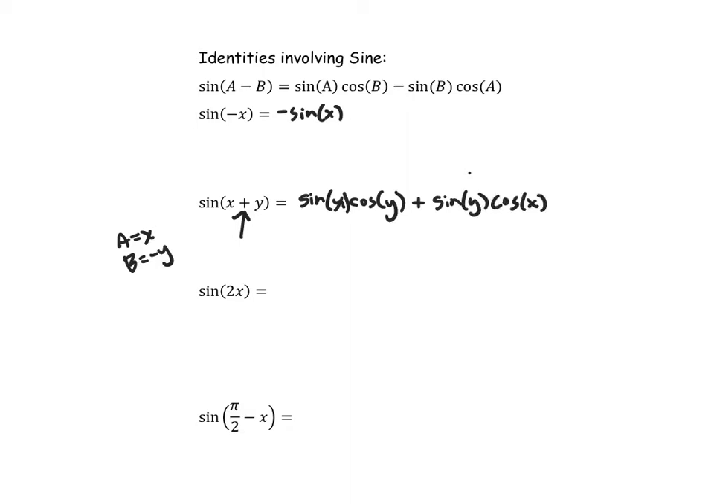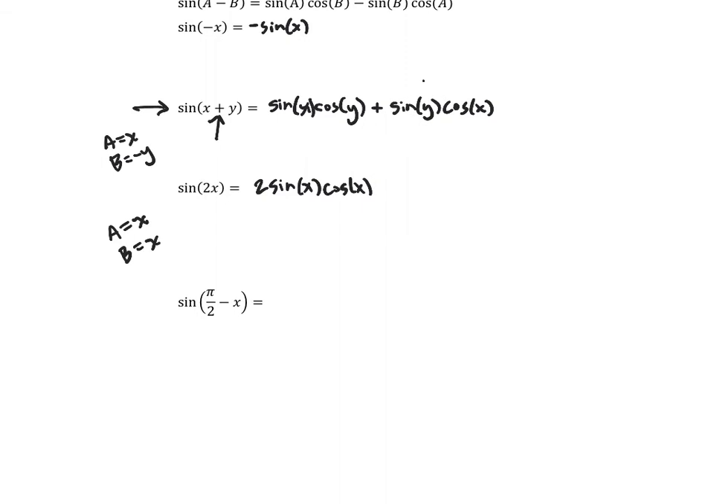Okay, double angle for sine is interesting. I'm not going to go through it, but you could expand it saying that a equals x and b equals x and use this formula and expand. But what you'll get is 2 sine x cosine x. And there's only one form for the double angle for sine. Okay, and then sine of pi over 2 minus x is cosine of x.